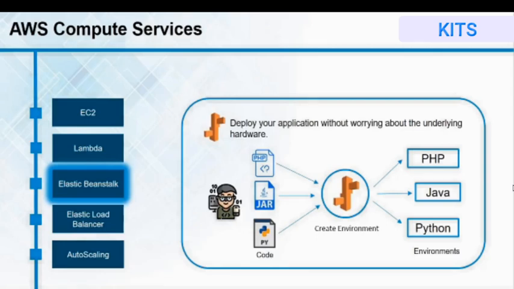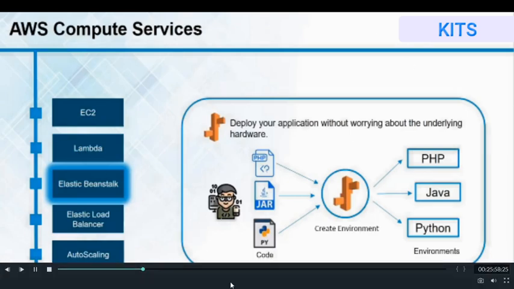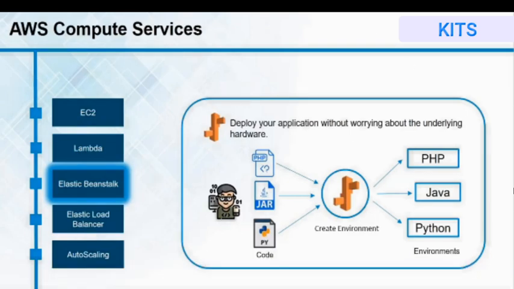So this is how simple Elastic Beanstalk is. You create your environment and then you upload your code. That is it. Nothing else is required. So as you can see in the diagram, say suppose you have a PHP code. So you create a PHP environment first, launch it. Once that environment is created, you upload the PHP code and your application is deployed.